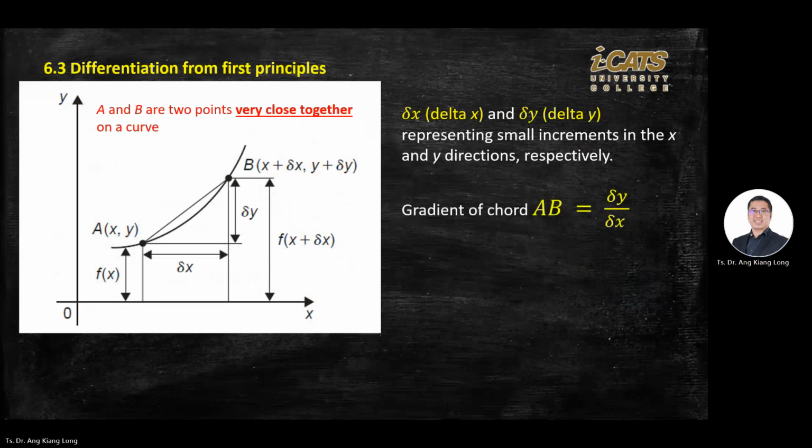Okay. So if you want to find the gradient of AB, this one, if you do the calculation, at the end you arrive at delta Y divided by delta X, which is the distance of your delta Y divided by delta X. Okay. So this delta means very small changes, very small. And we know how to find your delta Y.